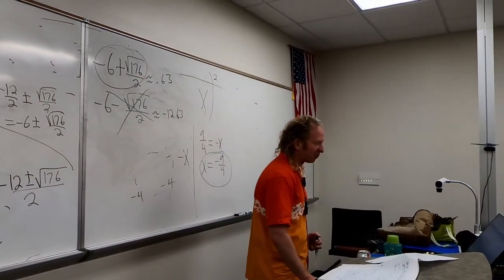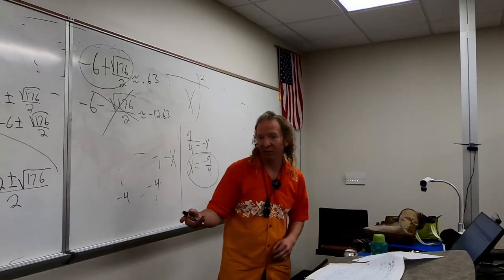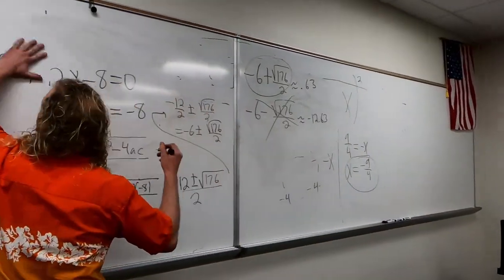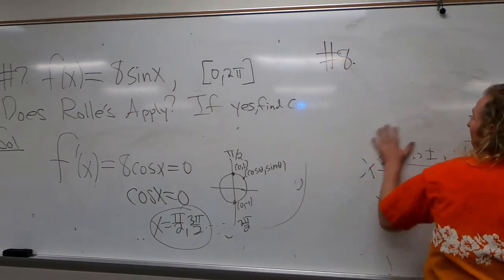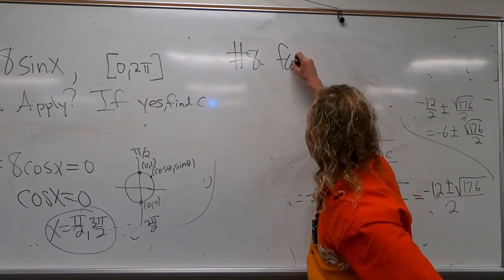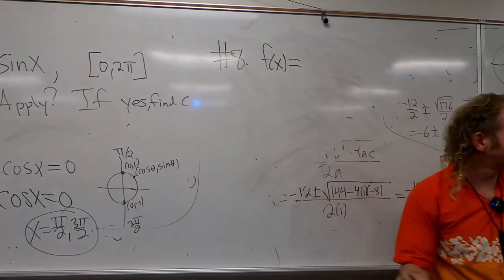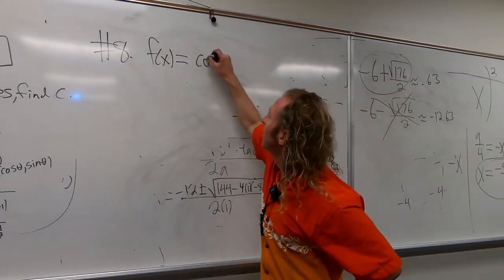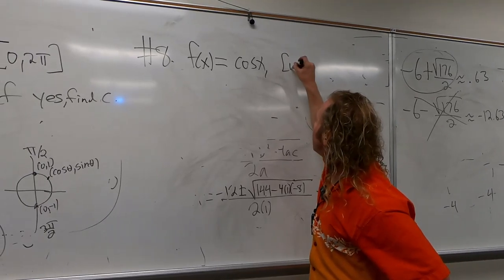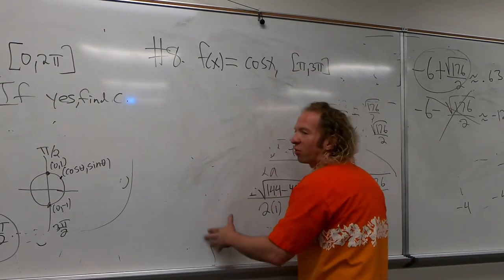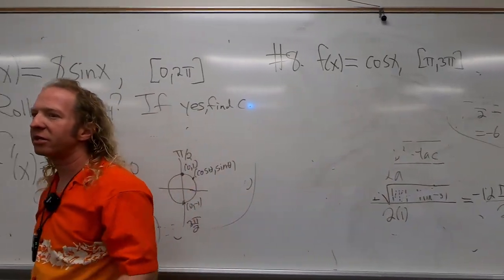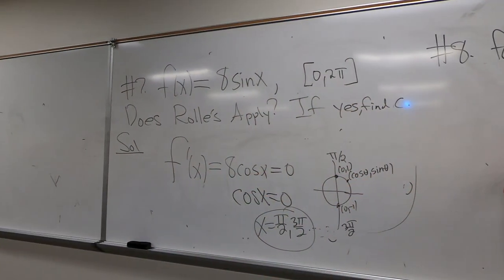We can do one like that. You want to try number 8? Number 8 might bring about that concern. Let's do it. It looks kind of scary. So f of x equals cosine of x, and the interval is pi to 3 pi. And the question is, does Rolle's theorem apply? And if yes, find the value of c.